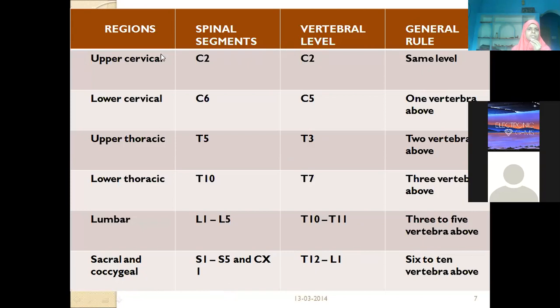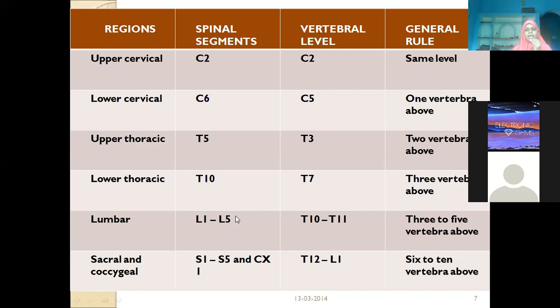In this order, the upper part, the spinal segments and vertebral segments correspond the same, that is C1 to C2 only. Lower cervical, C6, is the spinal segment, but the vertebra level is one level higher, that is C5. Upper thoracic T5 and T3, lower thoracic T10 and T7.